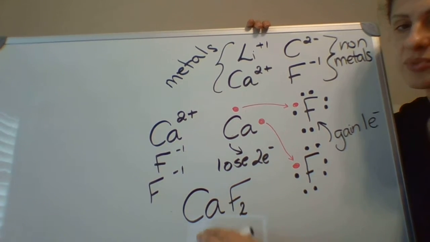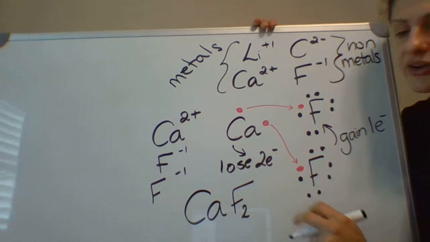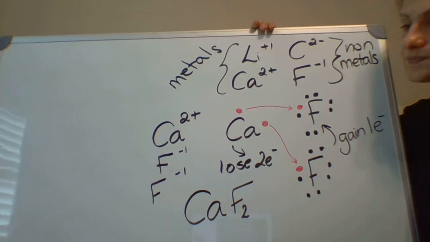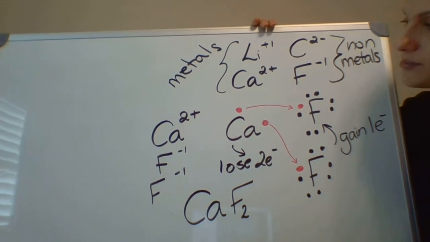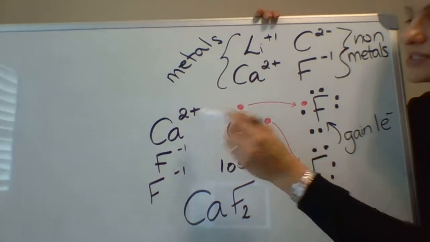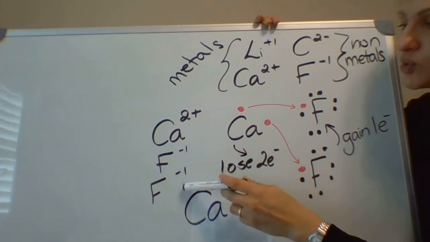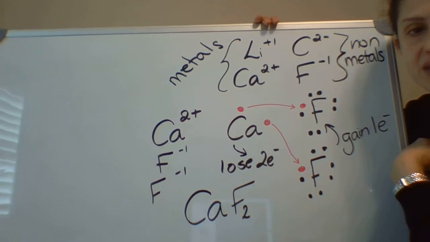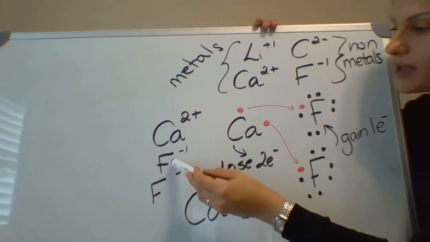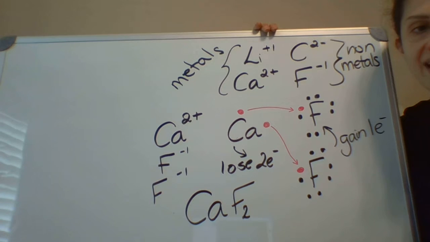But don't worry about this part right now. We will talk about how to write compounds later on, but it's important to know that calcium needs to react with 2 fluorine atoms in order that calcium and fluorine achieve their ideal state.